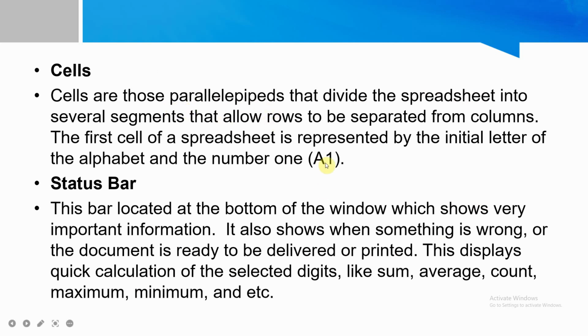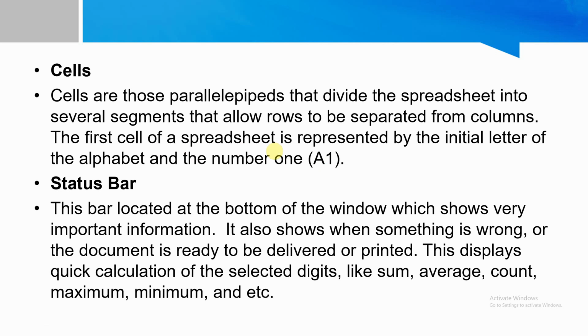So A1 is the default, the first cell of the spreadsheet, as represented by the first initial letter of the alphabet and number one, of course. So that is the A1 cell as the first cell of a default spreadsheet.